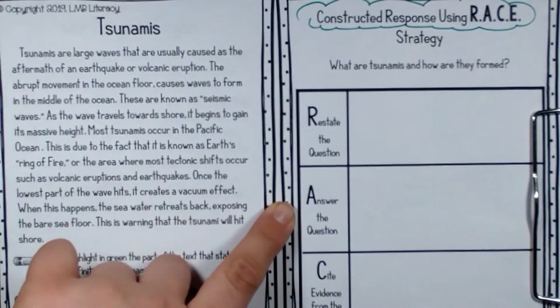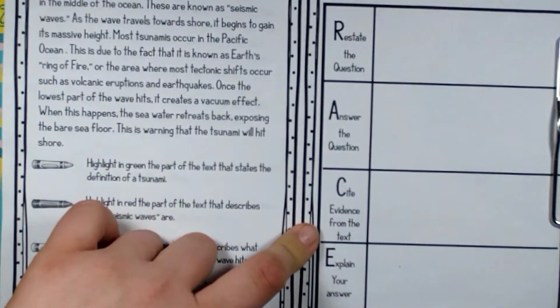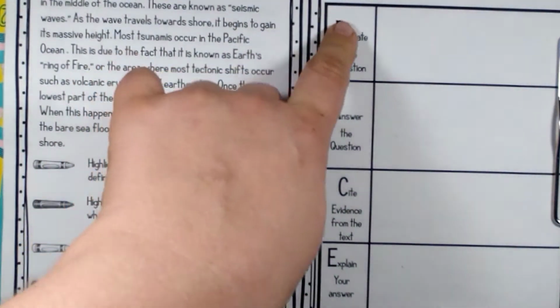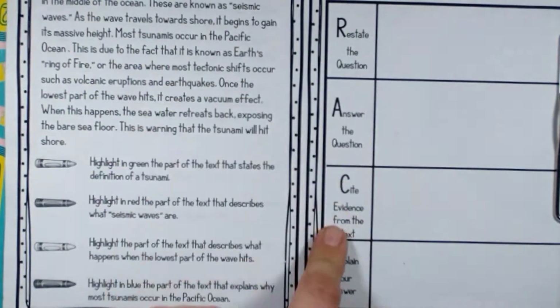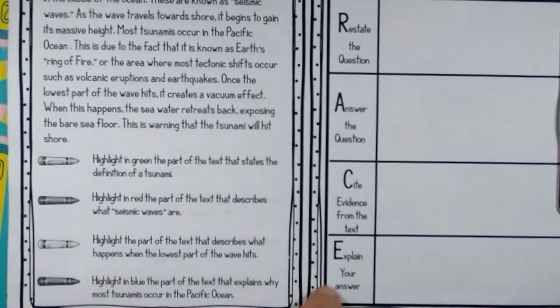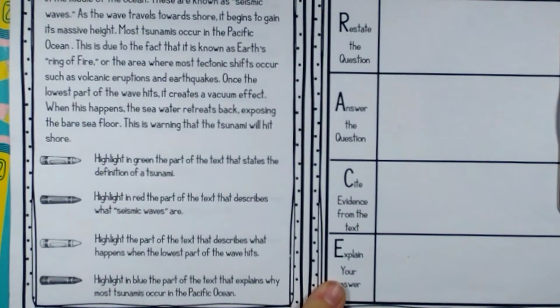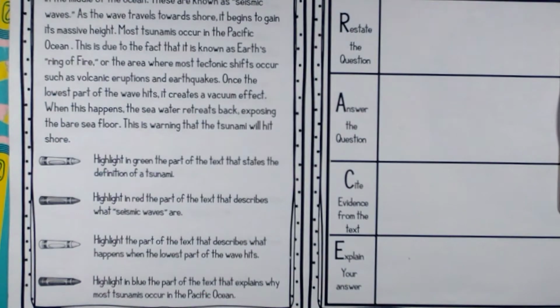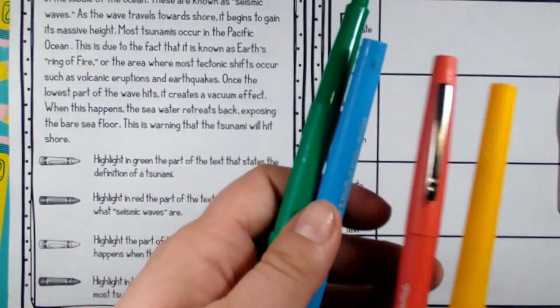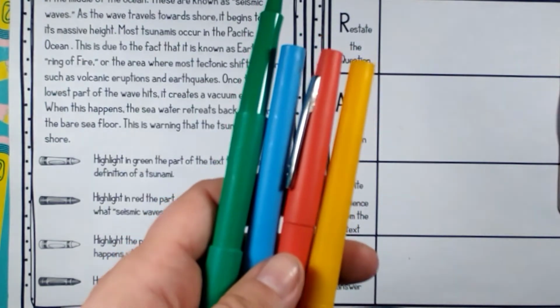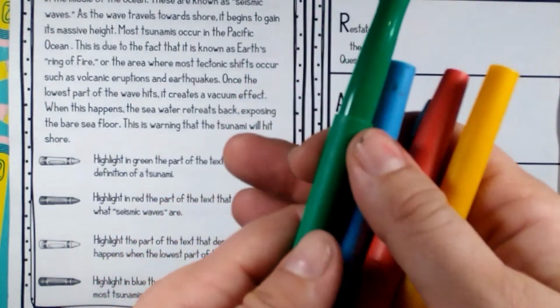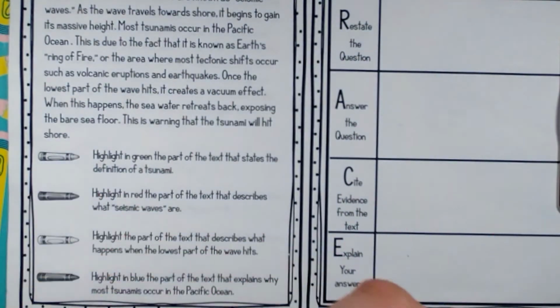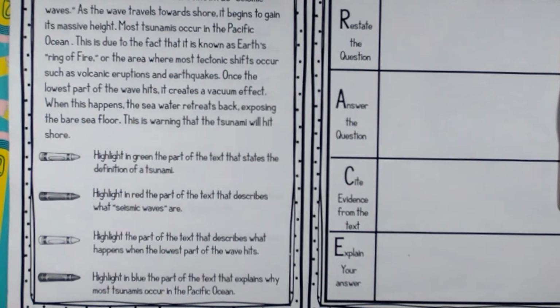Restate the question, answer the question, cite the evidence, explain your answer. So for the rest of the week, I'm expecting you to write using this strategy. Each of these is a point. So for any of the activities that you're turning in, if you are missing something, you are getting points off. So I need you to have a green, a blue, a red, and a yellow. It could be a crayon, it could be a pencil, a colored pencil, it could be a highlighter, it could be a flair pen like my lovelies, or it could be colored pencils, things like that, okay?